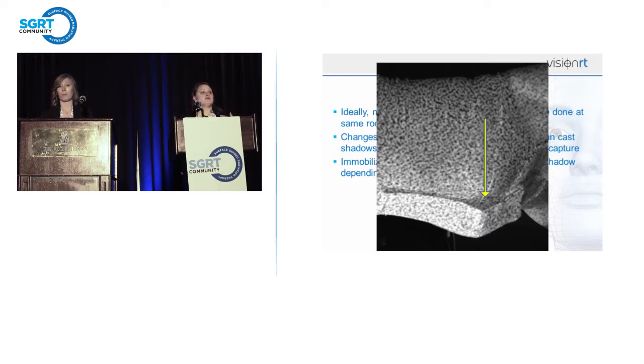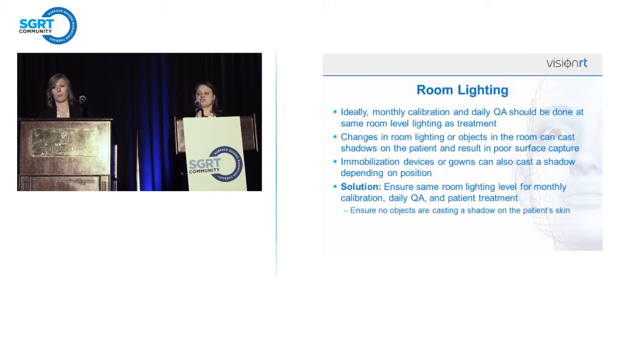So something to be aware of: if you have something in the room or something on the patient or treatment device that casts a shadow, it could affect how your image capture is going to look. So our solution would be to ensure that your same room level lighting is used for monthly calibration, daily QA, and your patient treatments. Ensure that no objects are casting a shadow on the patient's skin.